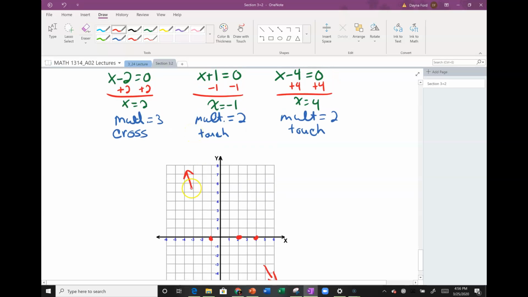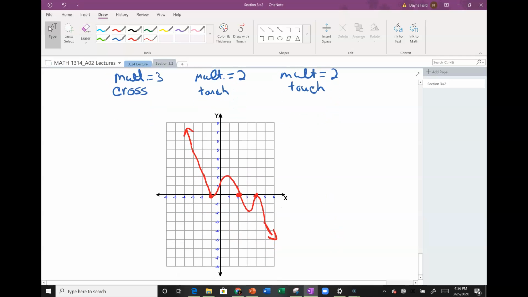And so I'm going to come to my first x-intercept, which is negative 1, and I'm going to look back at its multiplicity, which tells me to touch, which means I'm going to go back up. I'm going to come back to the x equal to 2. That one tells me multiplicity of 3, which tells me I'm going to cross. I'm going to go up to 4, which has multiplicity of 2, which tells me to touch. And I'm going to go back down, and I will end. So on these, what we're looking at is, are we touching? Are we crossing? What are our end behaviors?